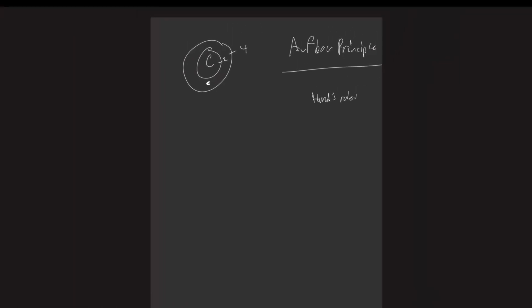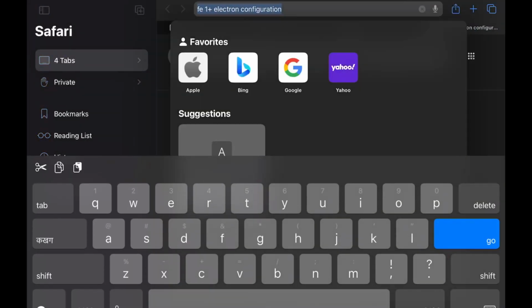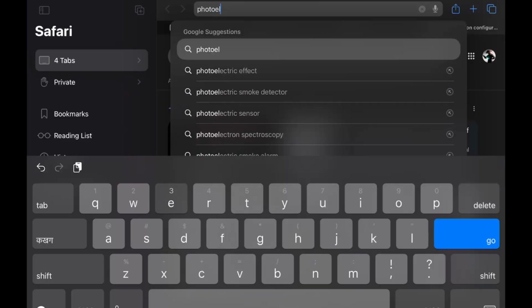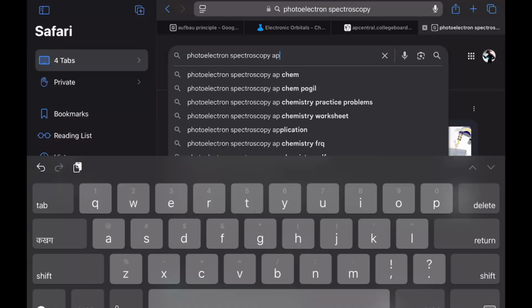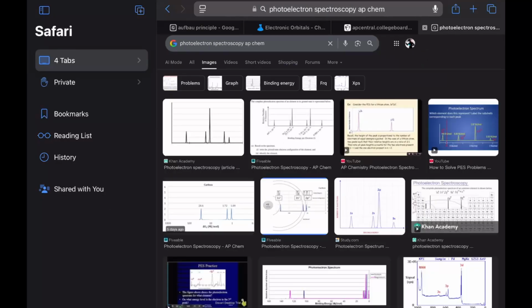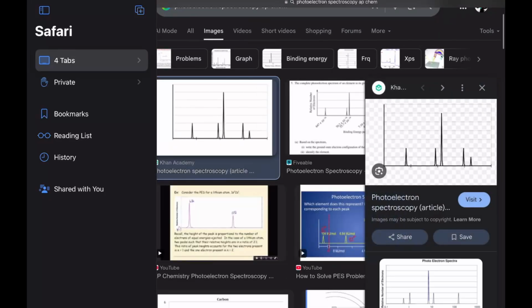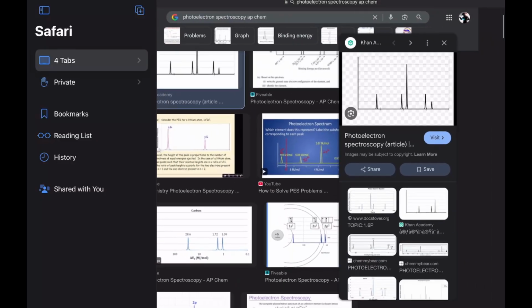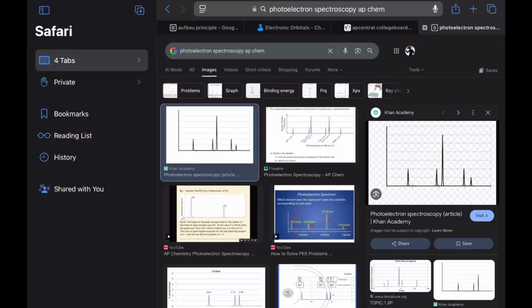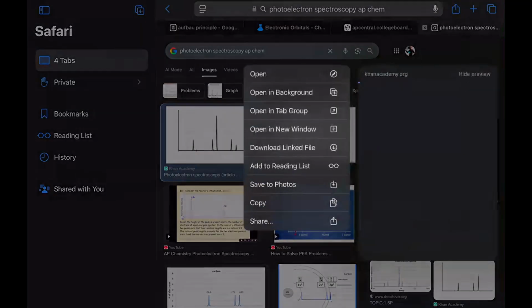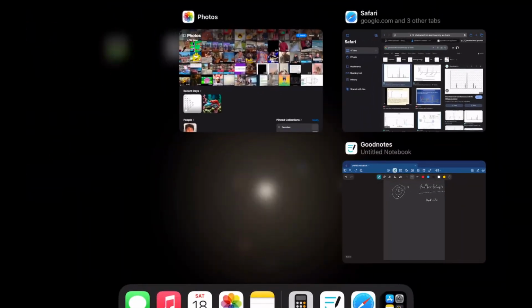Next is... I'm going to have to search it up, actually. It's called photoelectron spectroscopy. I'm just trying to find a graph. Yeah, so the graph will look like this. It doesn't have the numbers, but actually, whatever, it doesn't matter. Let's take the photos and import it over here.